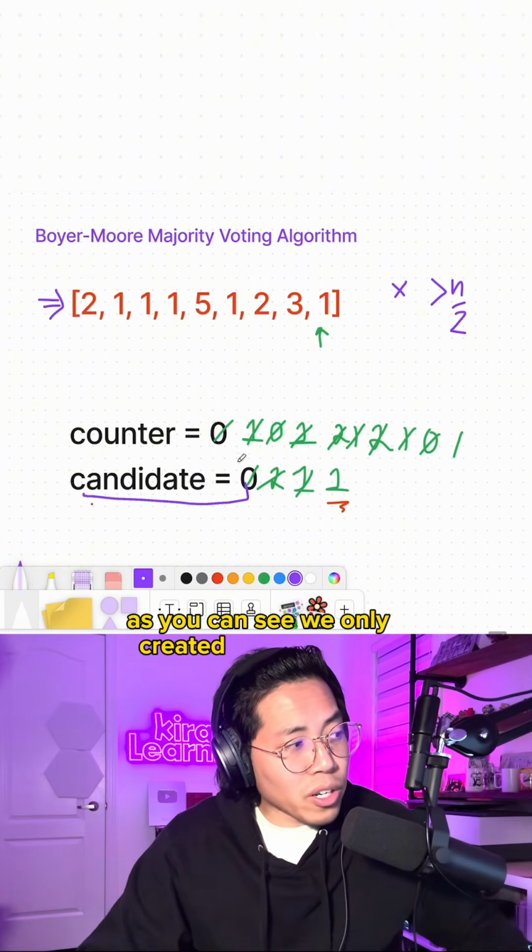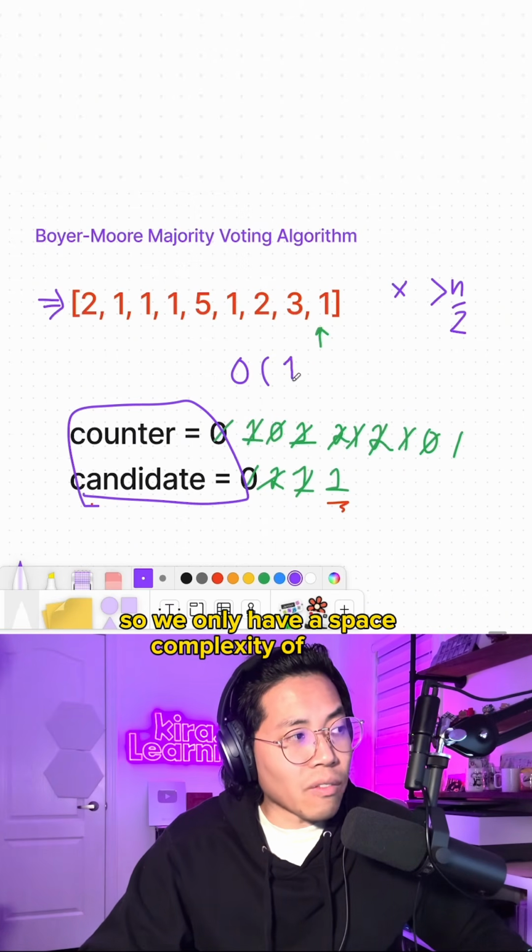As you can see, we only created two variables, so we only have a space complexity of O(1), which is better than O(n).